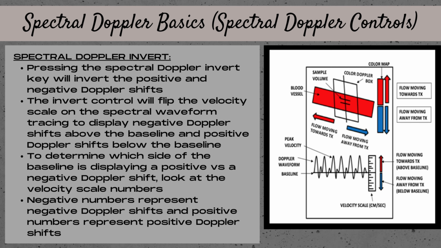To determine which side of the baseline is displaying a positive versus a negative Doppler shift, you want to look at the velocity scale numbers. Negative numbers are going to represent negative Doppler shifts and flow away from the transducer, and positive numbers on that scale will represent positive Doppler shifts and flow moving towards the transducer.